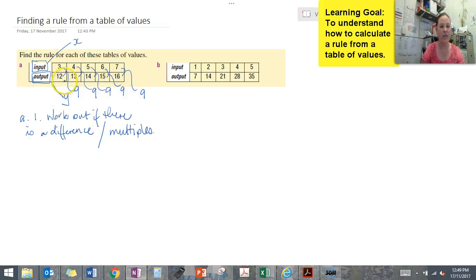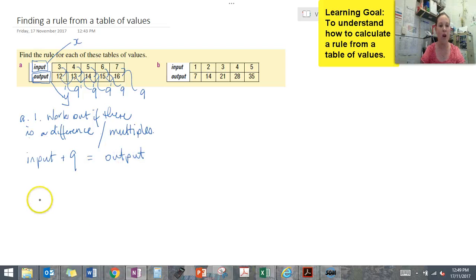We could have also looked at the differences between 12 and 13, and that would have been 1. 13 and 14 is 1. 14 and 15 is 1. And 15 and 16 is 1. And that tells us that we have a rule that stays the same for each, because it only is going up by the same amount each time. So what we can see here is that from the input, we're adding 9 every time, it's the same amount. So the input plus 9 is giving us our output.